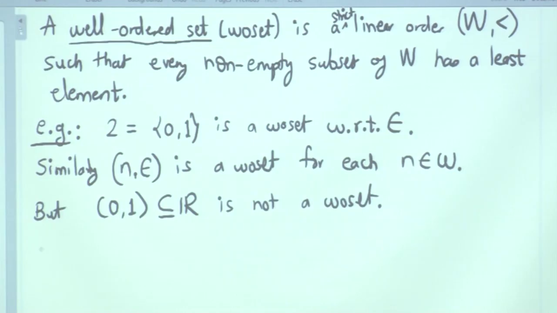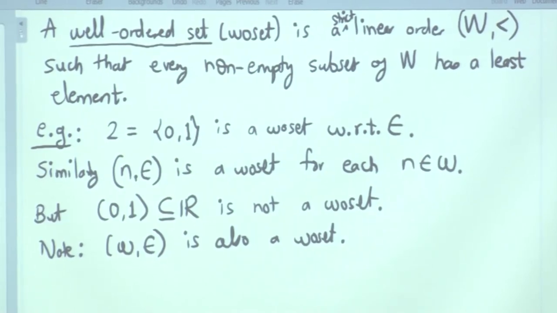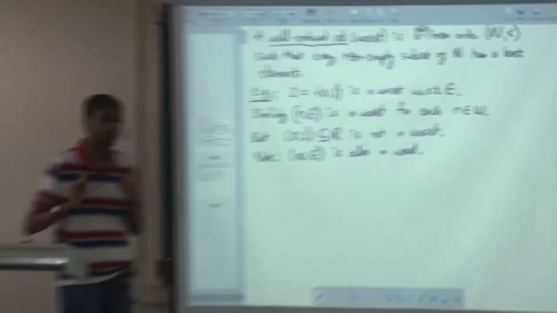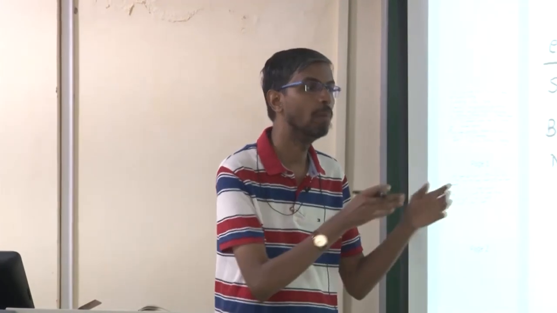Yeah, one more thing. Note that (omega, less than or equal) or (omega, strictly belongs) is also a WOSET. If I give you any non-empty set of natural numbers, then it contains a least element. Yeah, you can prove that. It's a bit tricky, but you should try that. It follows from the axiom of foundation, or the way we have designed these things. Okay, so this is also a well-ordered set. So omega is a well-ordered set. So far, what do we know? 0 is well-ordered, 1 is well-ordered, 2 is well-ordered, dot dot dot. Omega is well-ordered.